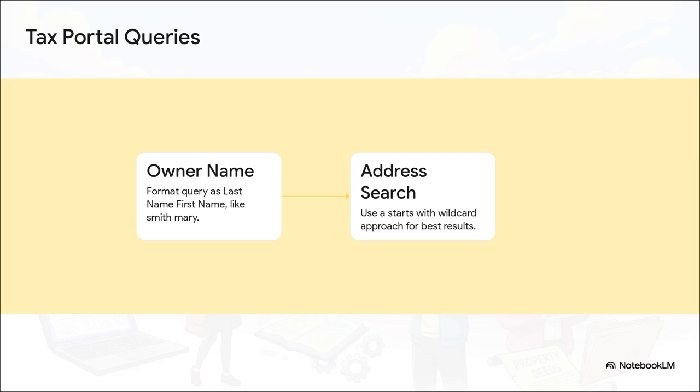But when you're searching the county tax portal, entering the name backwards or using a wildcard for the street will give you the best results. This database is incredibly literal. So if Mary Smith owns the home, you have to type Smith Mary, no comma. If you type it normally, it'll return 0 results, and you might falsely assume no taxes are owed, which is a very dangerous assumption to make.